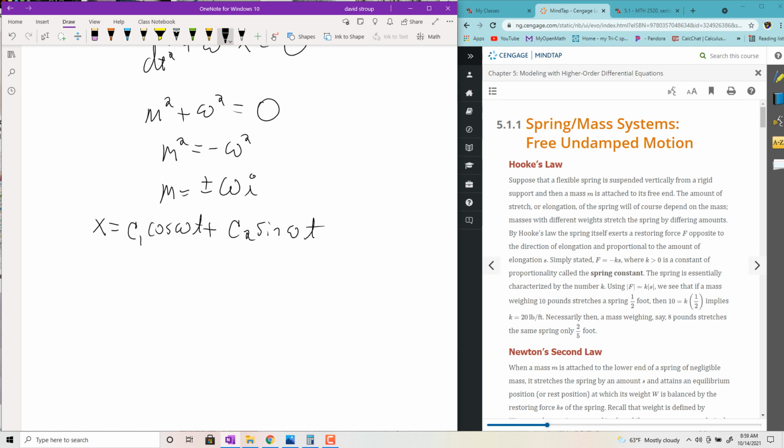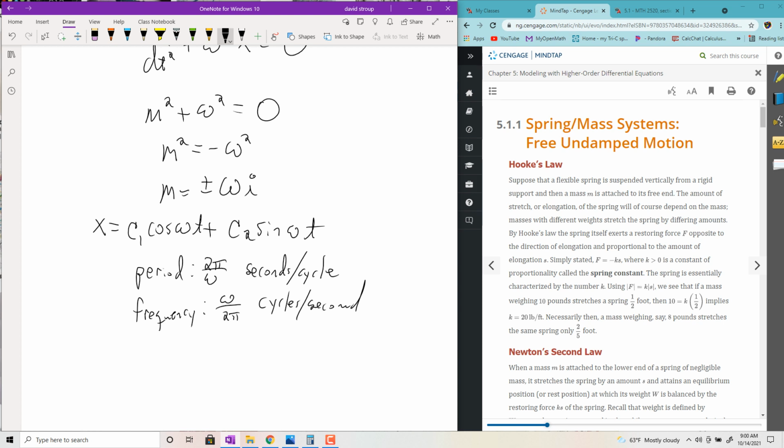Some of the characteristics of the motion that they'll ask for, like in the exercises: a period, you just take 2 pi and divide it by omega. The units of that are in seconds per cycle. Frequency is just the reciprocal of that. So that will be omega over 2 pi, and that will be in cycles per second. Sometimes they'll ask for circular frequency, which is just omega. Turns out not to be a big deal for us, though, so I'm going to leave it out.